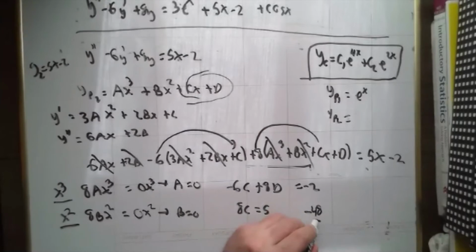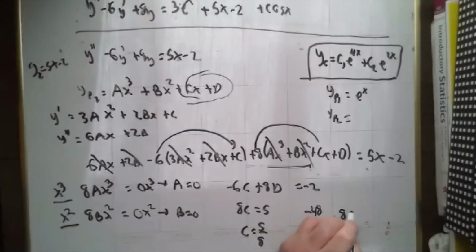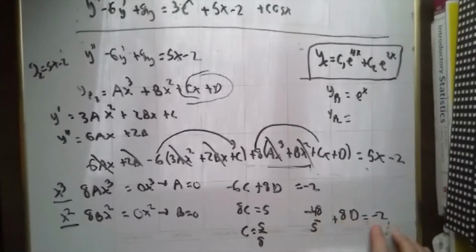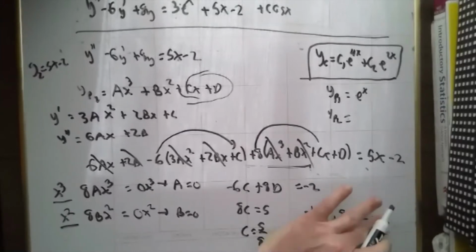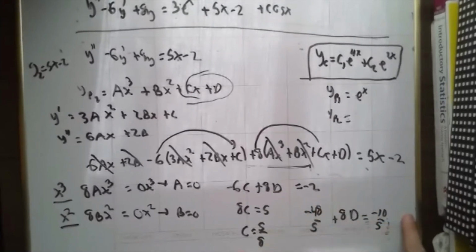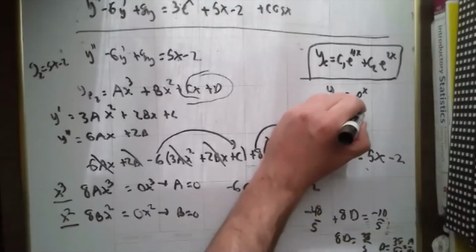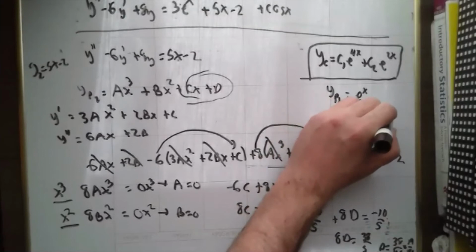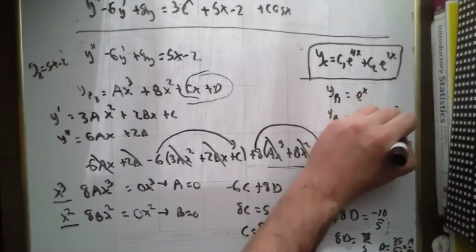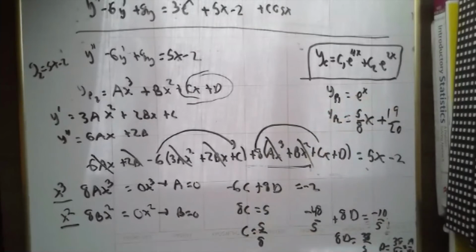So -48/5. You guys check my arithmetic here. 8d equals -2. So I'm just going to call that -10/5. Move that guy over. So it'd be plus 48. So 8d equals 38/5. So d is 38/40. Let's see, 4 doesn't go into it. So 19/20. Okay, I think that's right. We're going to type this into Wolfram Alpha at the end, and we'll check and see if I got all those constants right.